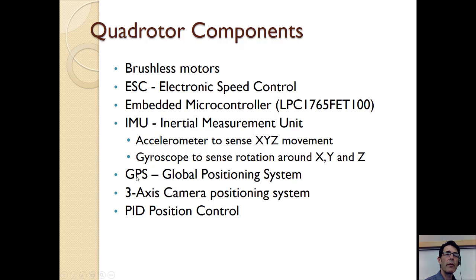These quadrotors also have a built-in GPS, so they actually know where they are relative to where they started. And then a huge part of the system is the camera, because that's one of the main applications that people use drones for, to take videos and pictures from up in the air. So the camera positioning system is a whole system on its own. And then you've got PID position control used to get this feedback from the IMU and correctly drive the motors. So that's another big piece of technology.